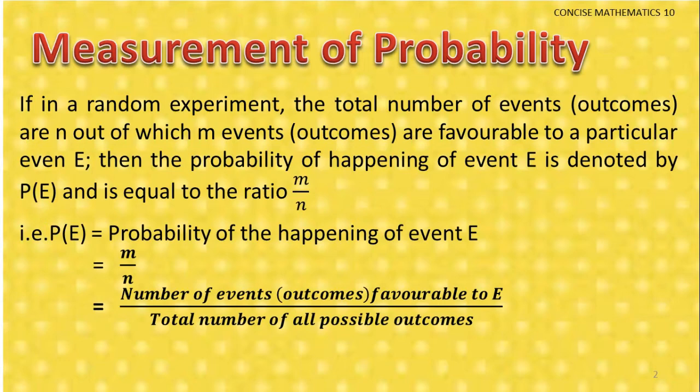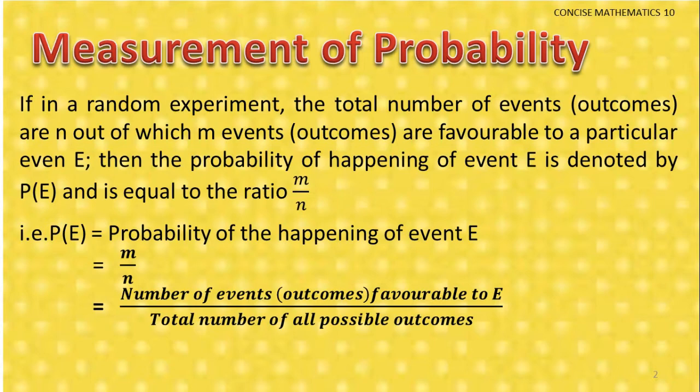N denotes the total number of all the possible outcomes. M denotes the favorable outcomes of an event. That means to say, for example, if a coin is tossed, there are two outcomes. One is head, the other one is tail. That is known as the total number of all possible outcomes. In an event, after tossing a coin, if the output is tail, then the number of favorable outcomes is 1.